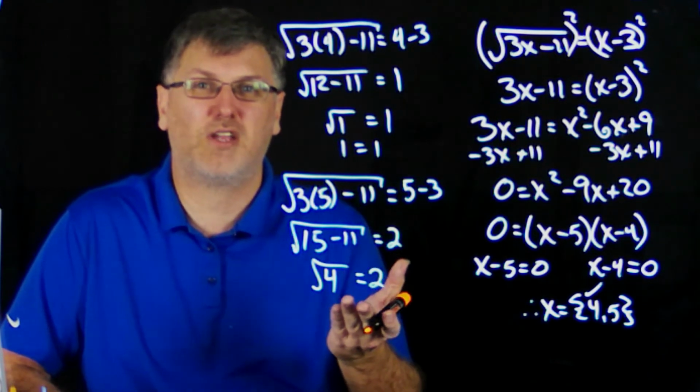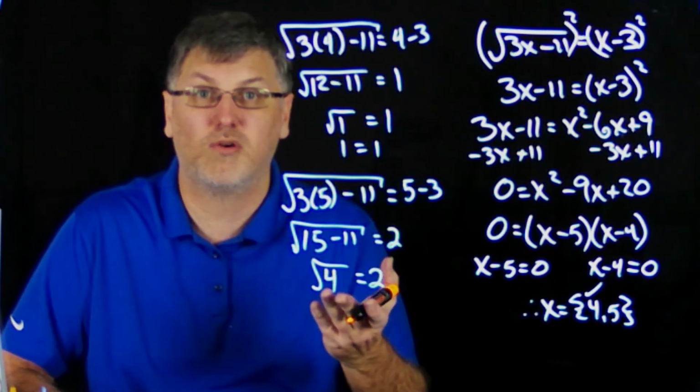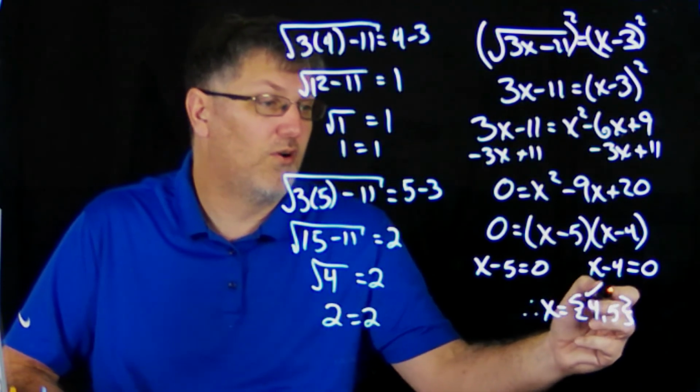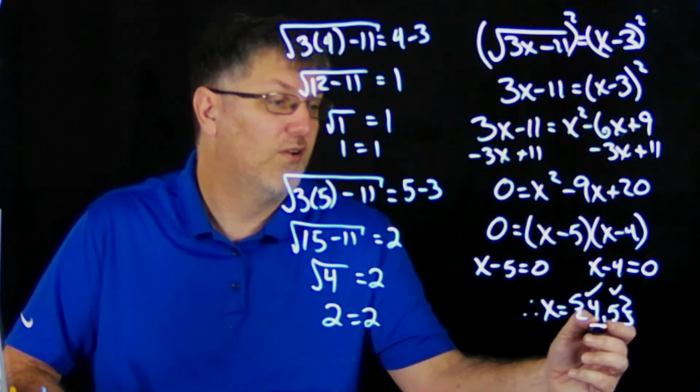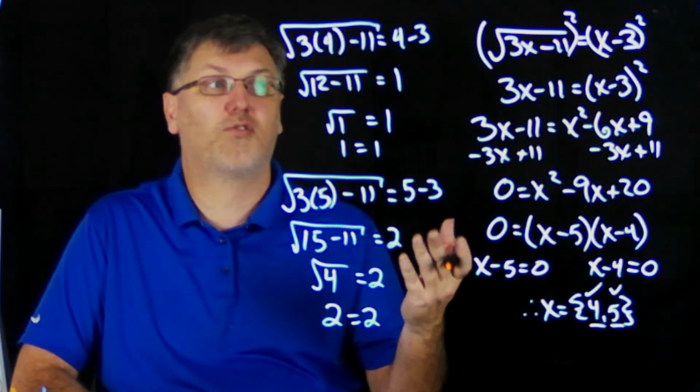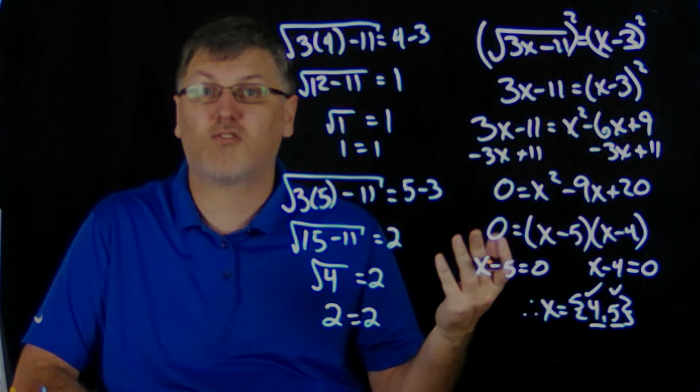At this point, I don't really care if you finish it off. You should be able to see that the square root of 4 is 2, which equals 2. So this is also a solution. So both of these, 4 and 5, are solutions to the equation, the square root of 3x minus 11 equals x minus 3.